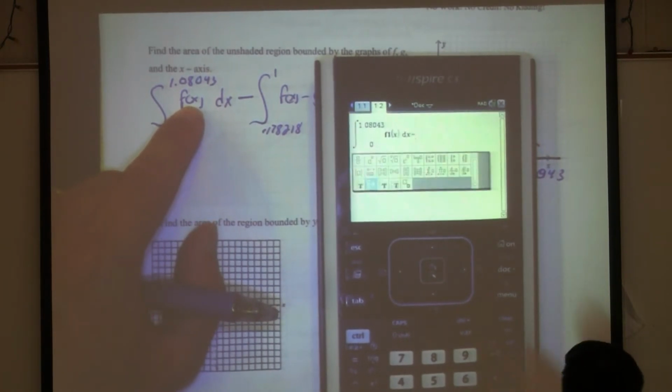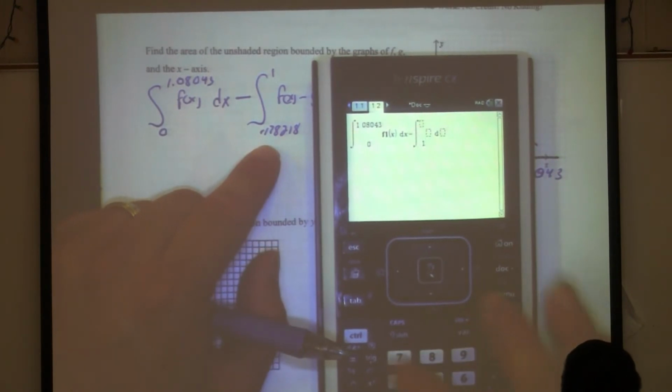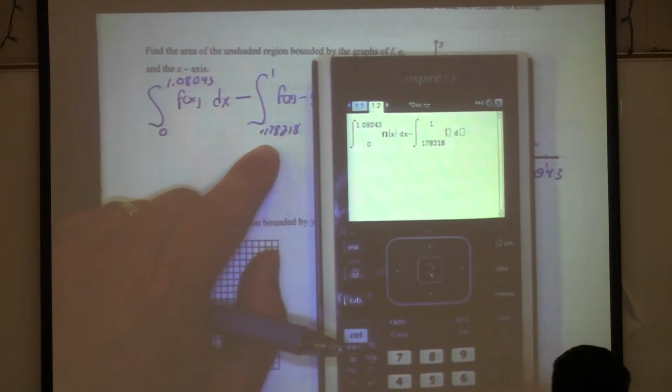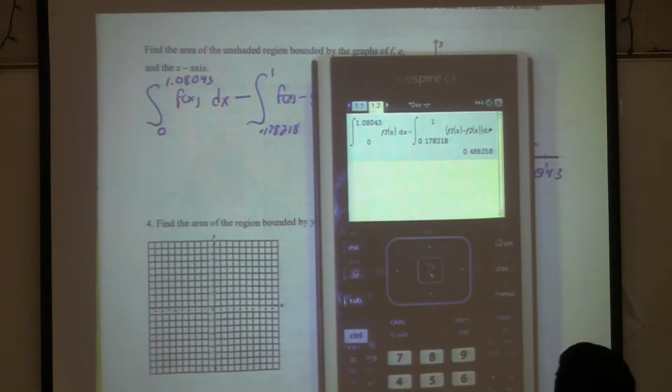Minus... The integral from what? 0.178 to 1. VARs minus F1 minus VARs F2. Okay, that's F5 and F6. There you go. That's a lot easier than having to type in the whole equation. So we get 0.486258.